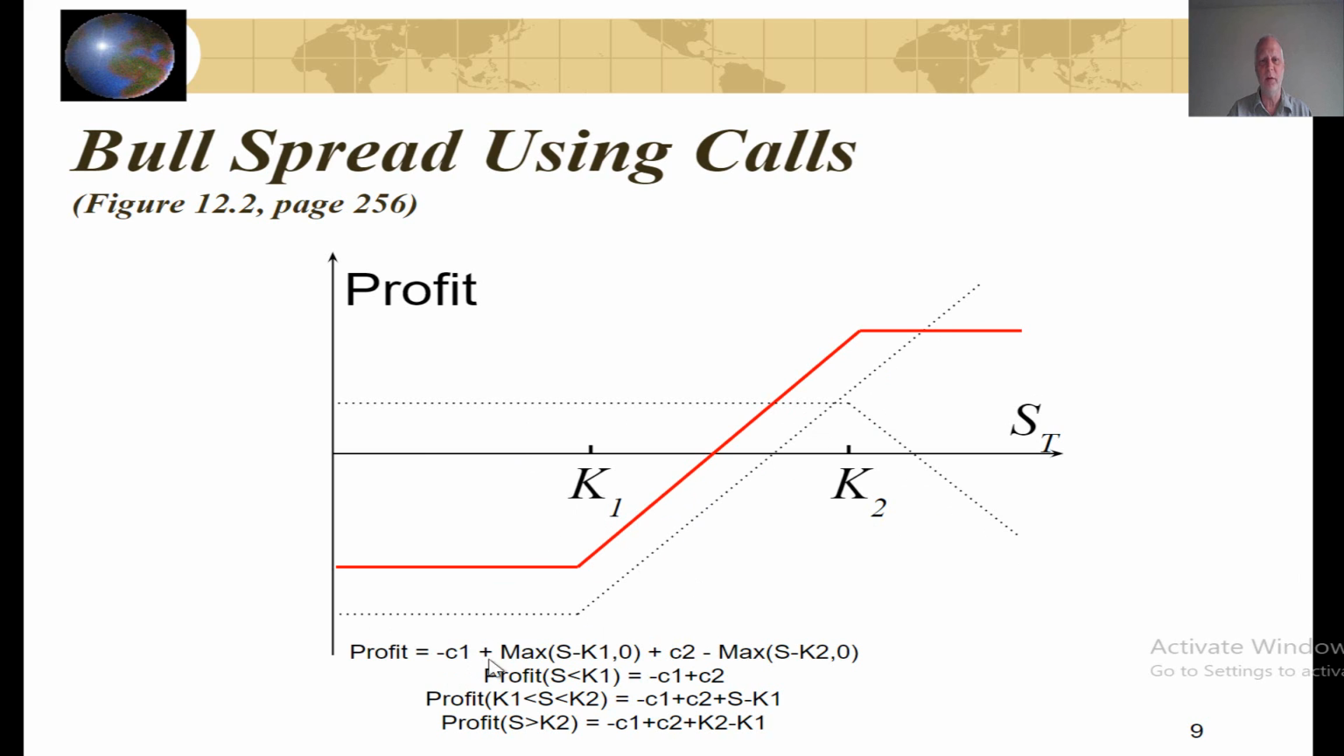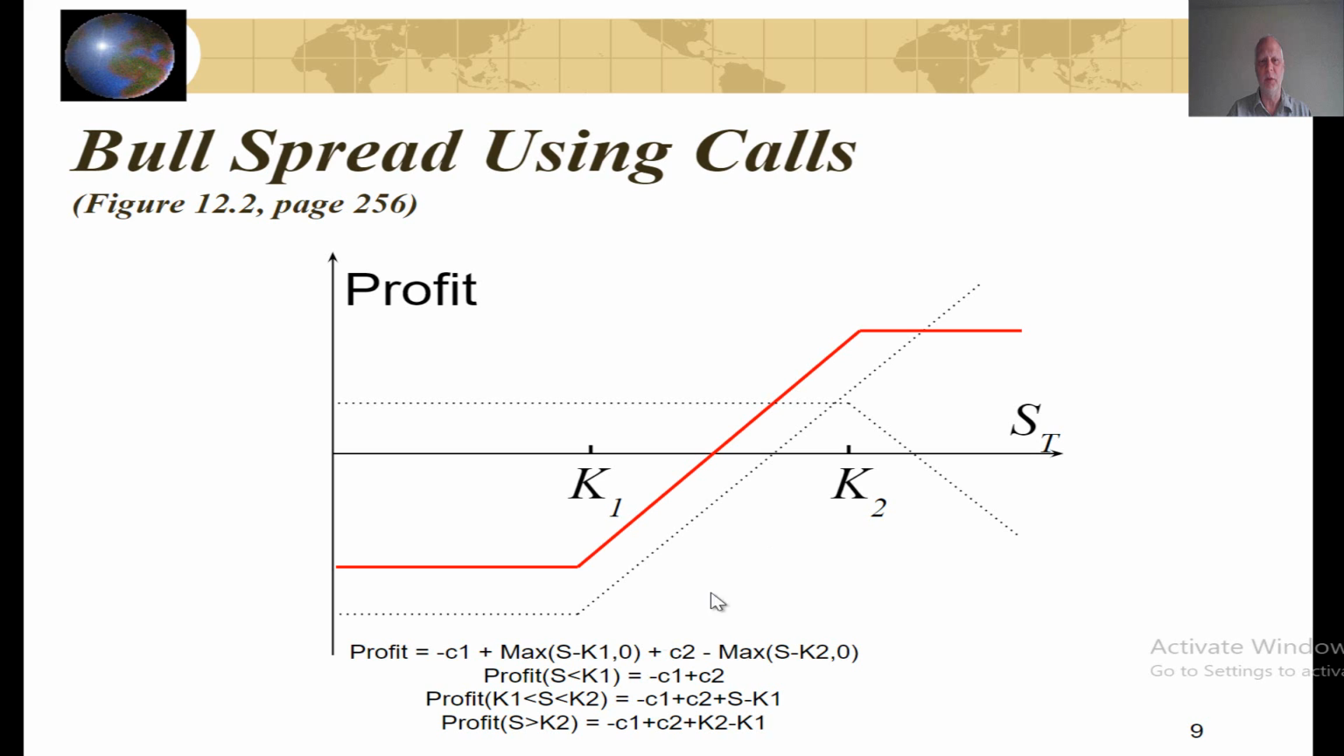So we have minus C1 plus maximum of S minus K1, 0 for the purchase of the first call, and then plus C2 minus maximum of S minus K2, 0 for the sale of the second call. If S, the stock price, is less than K1, then both of the calls expire worthless, and you end up with minus C1 plus C2, and that would be losing money right here. Purchasing a call with a strike price of K1 is going to cost more than what you will make by selling a call at K2, since a call gives you the right to buy, and the lower you get to buy at, the more expensive the call is.